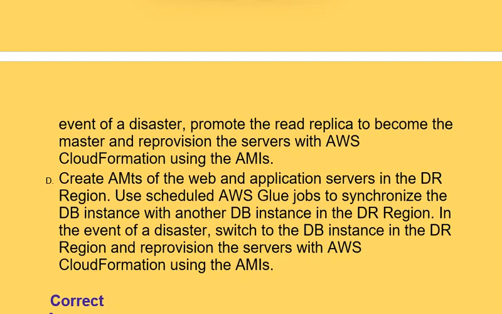Option D. Create AMIs of the web and application servers in the DR region. Use scheduled AWS Glue jobs to synchronize the DB instance with another DB instance in the DR region. In the event of a disaster, switch to the DB instance in the DR region and reprovision the servers with AWS CloudFormation using the AMIs.